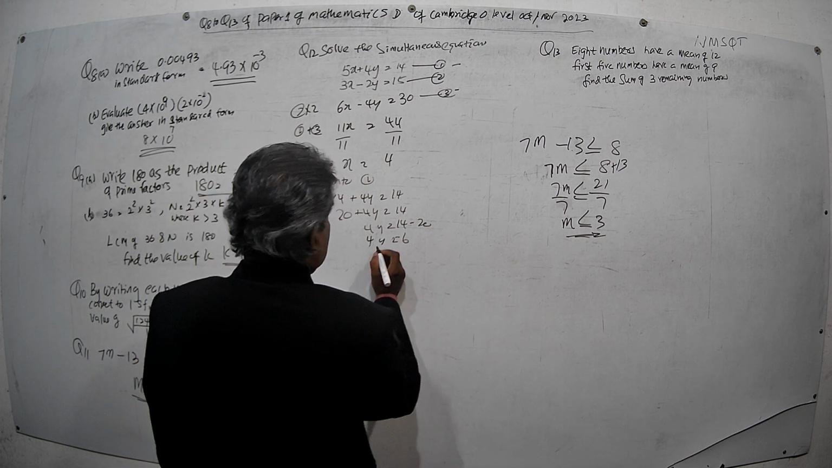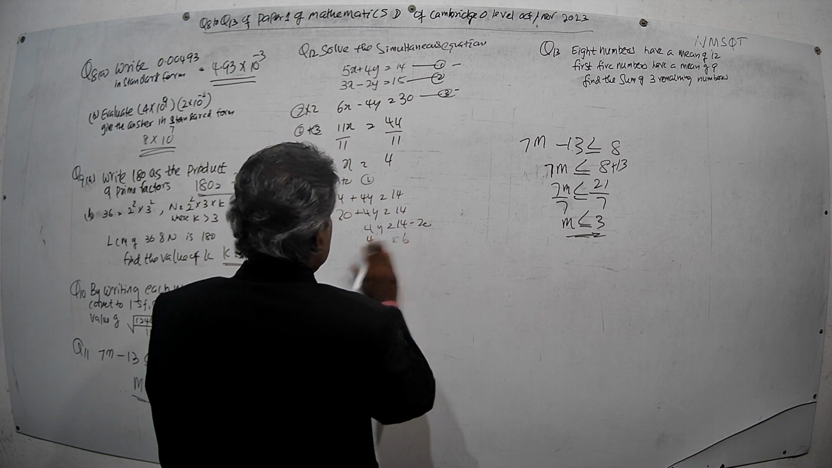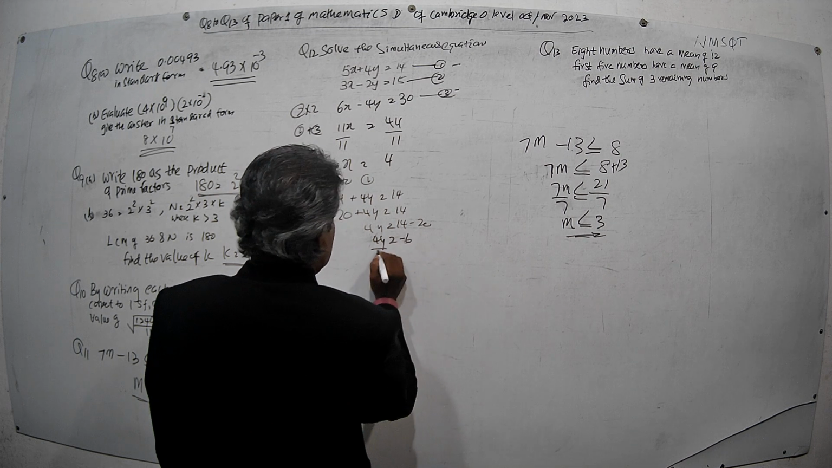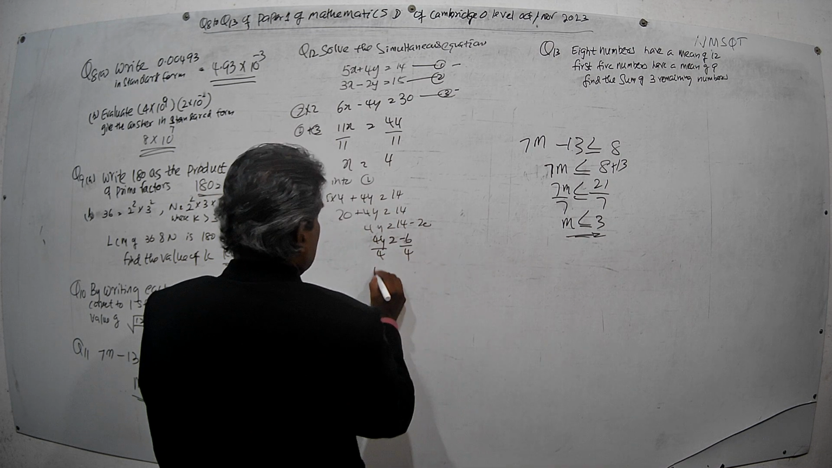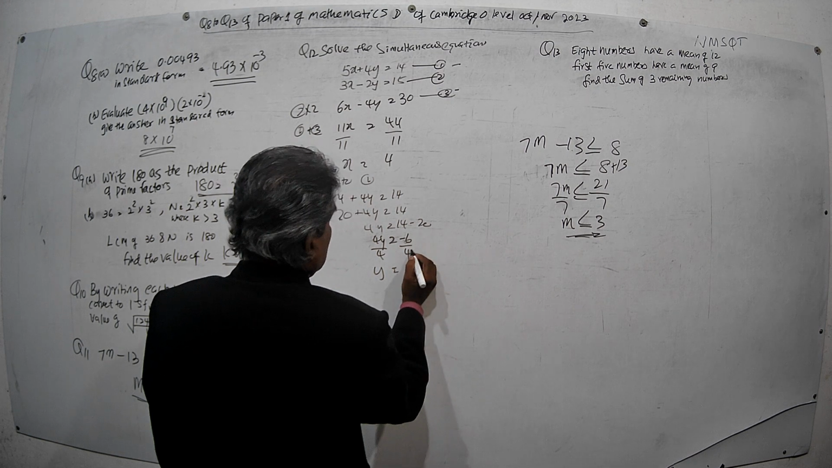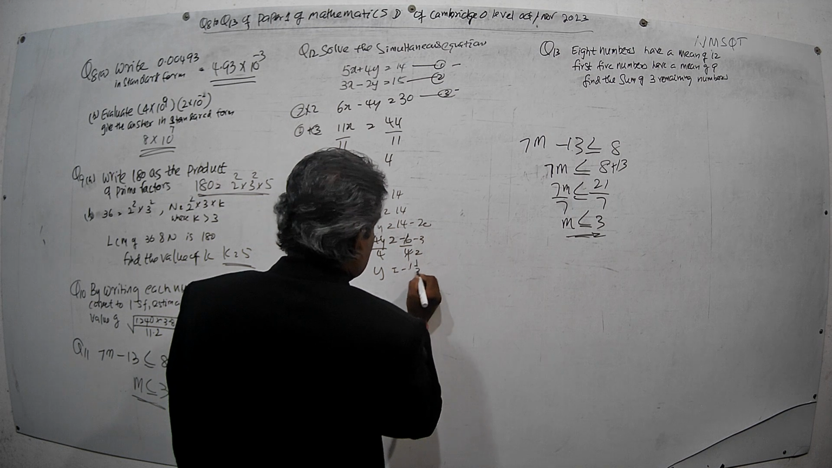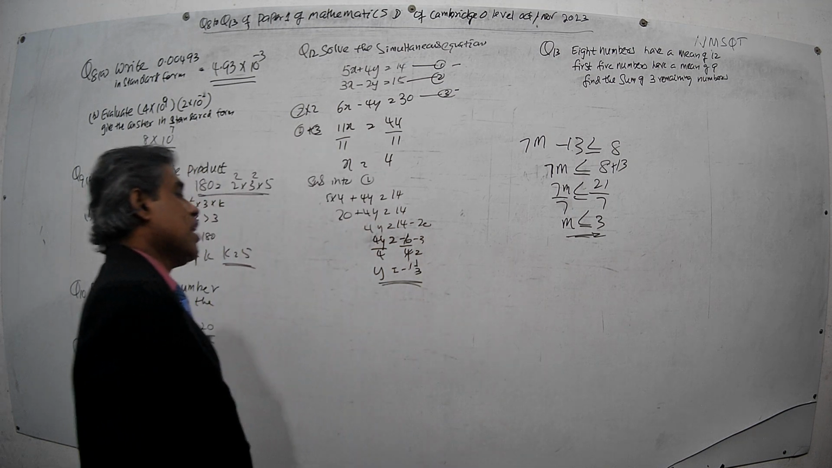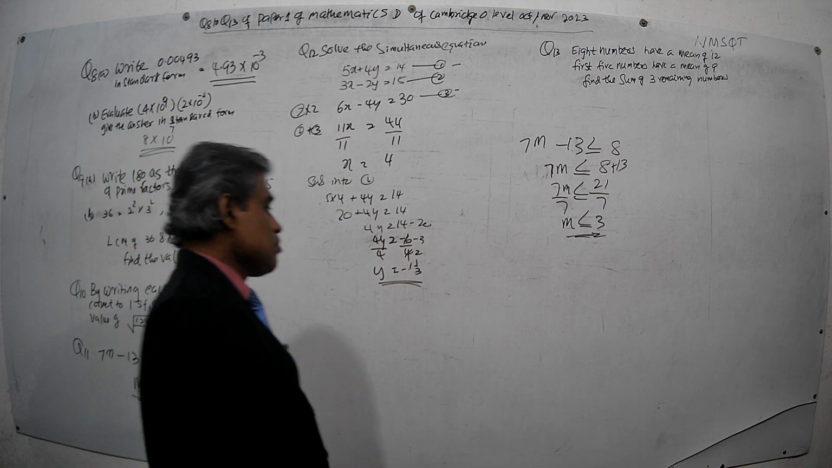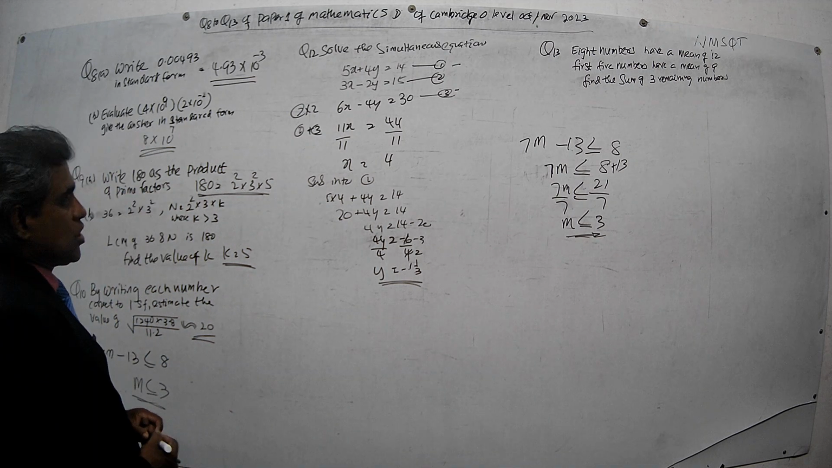Then 4y equals minus 6. Then divide both sides by 4. Then y equals what? You can divide this: 2 times 2, 2 times minus 3. That means y equals minus 1 1/3. So they are the solutions of that, right?